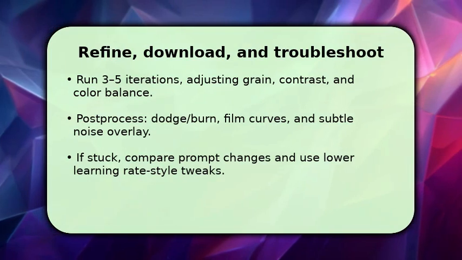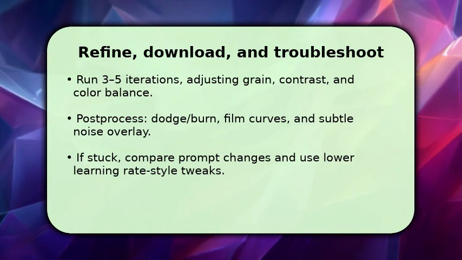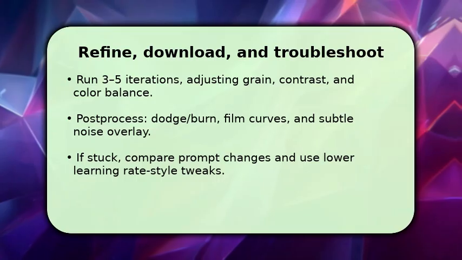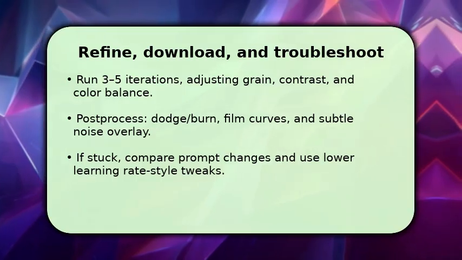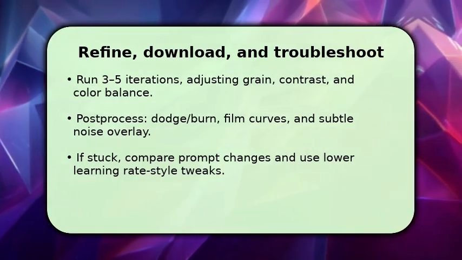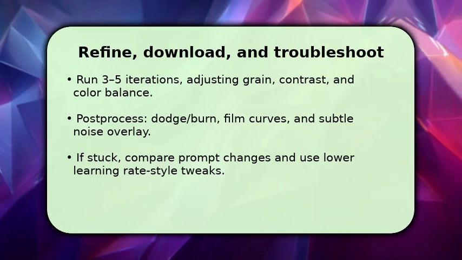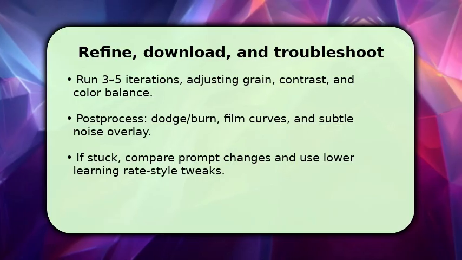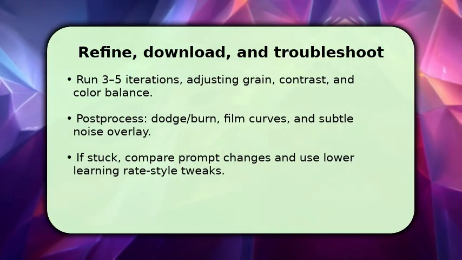Finish by running several iterations and selecting the best candidate. Refine prompts to exaggerate or reduce retro cues. Download the highest quality image, then apply light post-processing for authentic film curves, subtle noise, and selective color shifts. Make sure to save prompt and seed so you can reproduce the image later.